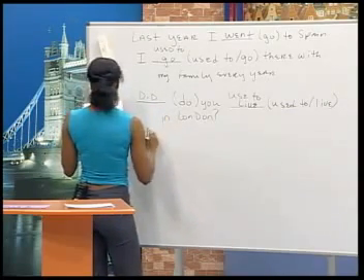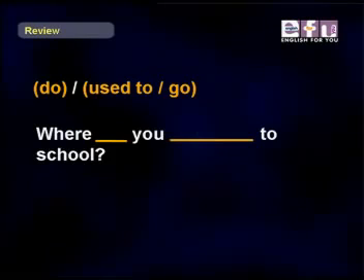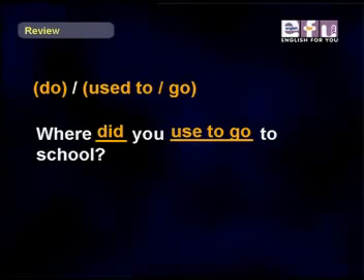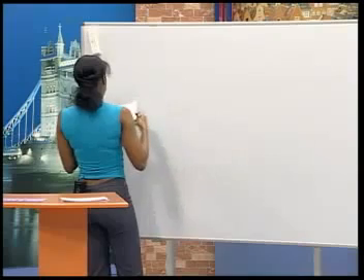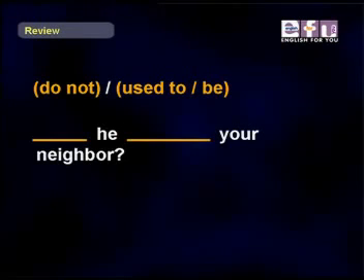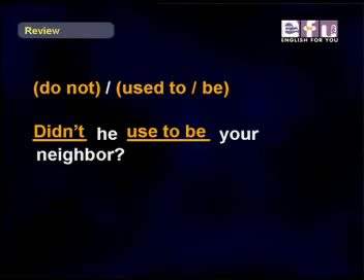Okay. Linda. Where? You, to school. Where did you used to go to school? Where did you used to go to school? Very smart students. Okay, another one for you, Linda. He, your neighbor. Linda. Didn't he used to be your neighbor? Very good. Didn't he used to be your neighbor?